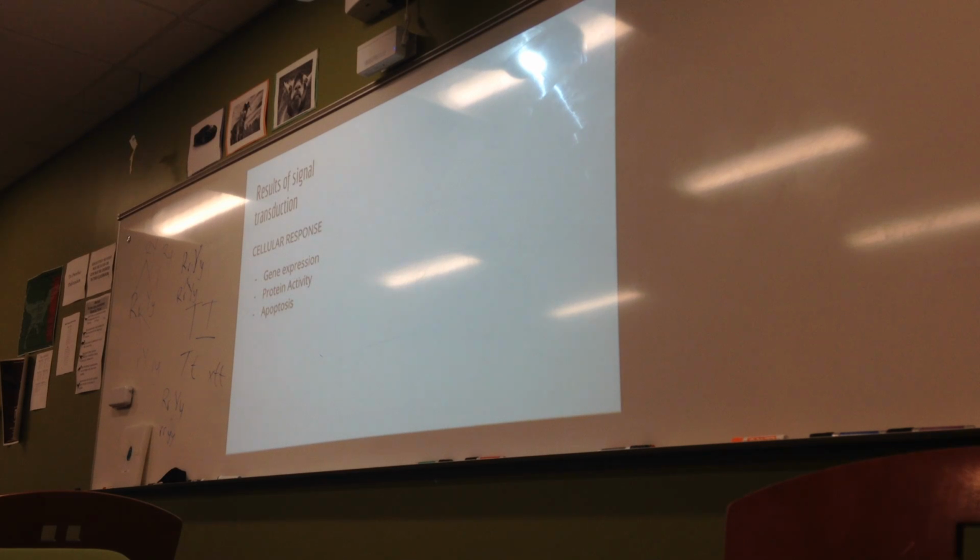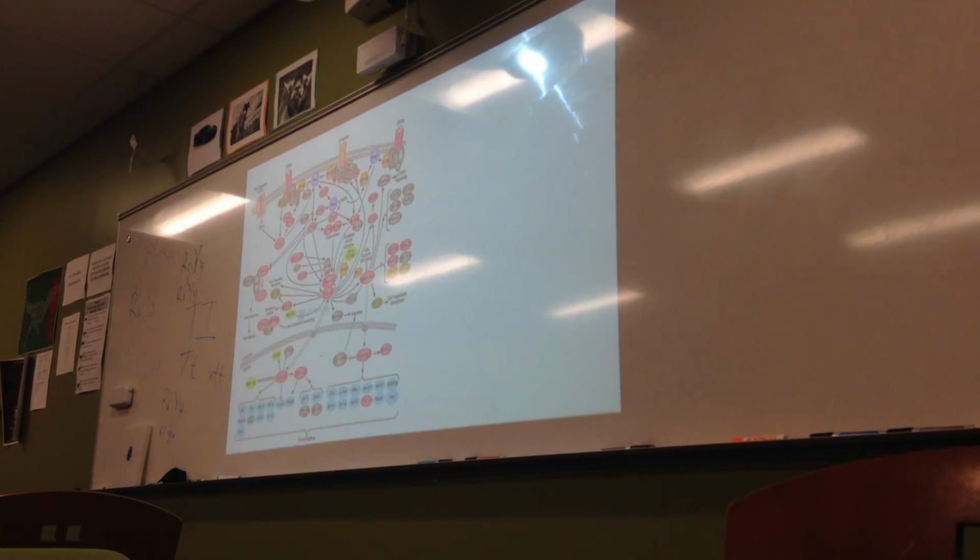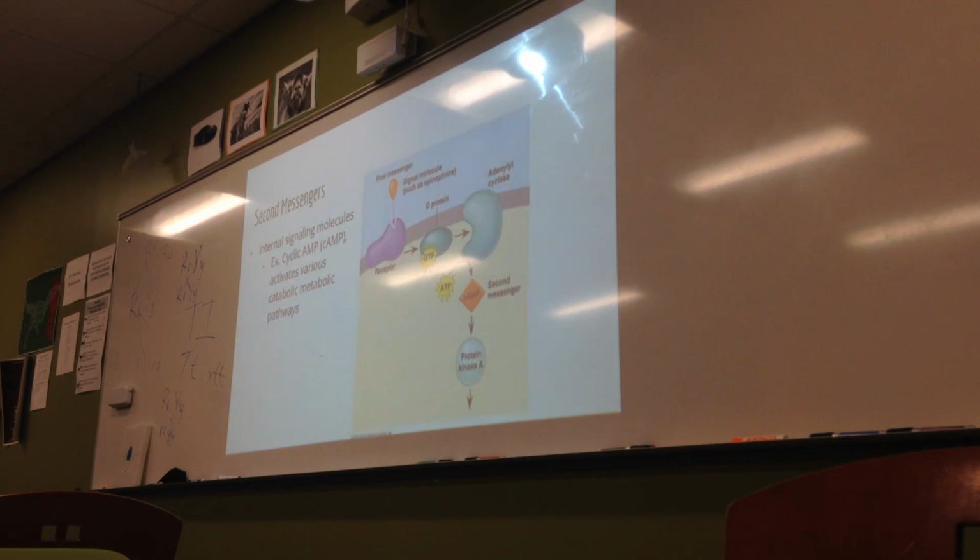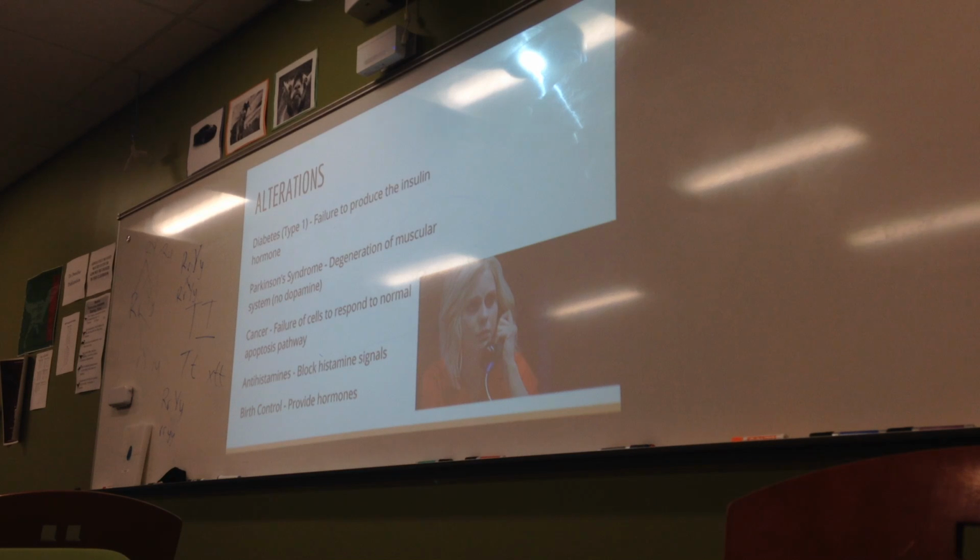We can have a cellular response, most likely gene expression, or it can increase protein activity, or we can initiate apoptosis. Those are just some examples. Remember we talked about this cascade can get exponentially larger, so they can be really, really complicated, but they cause a lot of important pathways in our cell. So second messengers, remember, these are internal signaling molecules like cyclic AMP that can activate various metabolic pathways. We can have alterations in our signaling pathways like diabetes, Parkinson's syndrome, cancer is a big one too, antihistamines, or birth control.